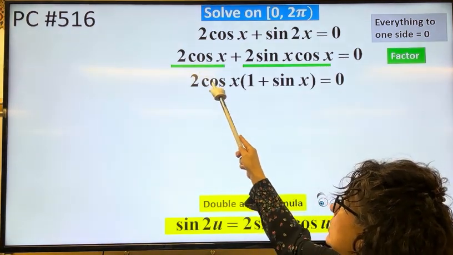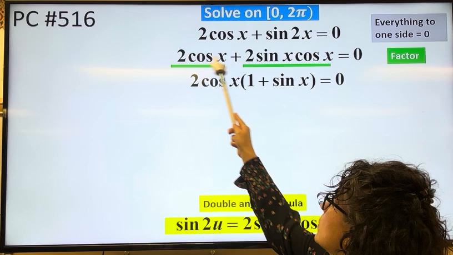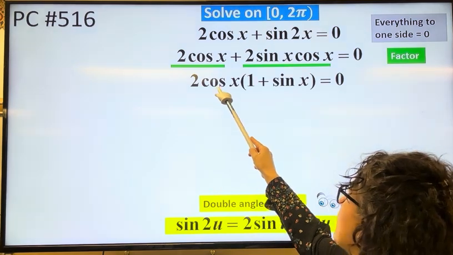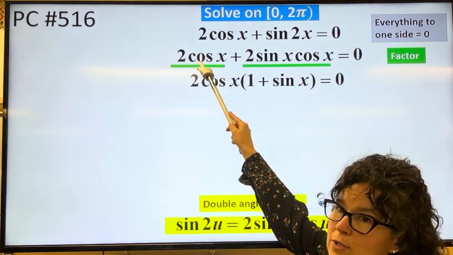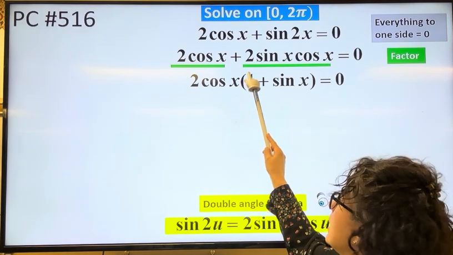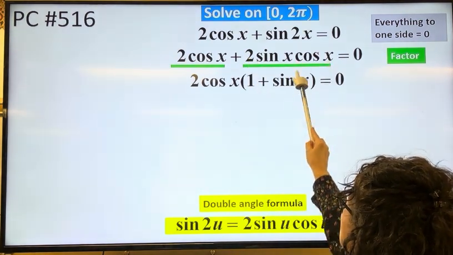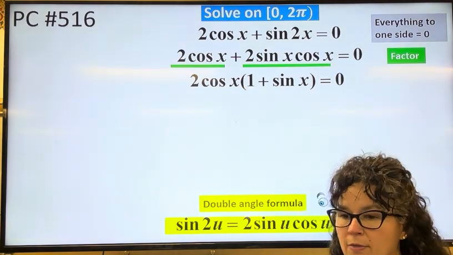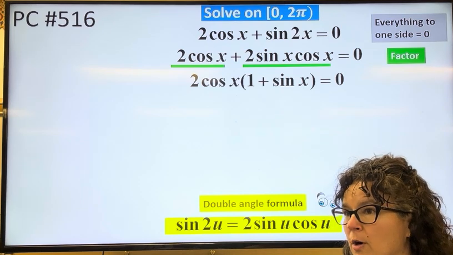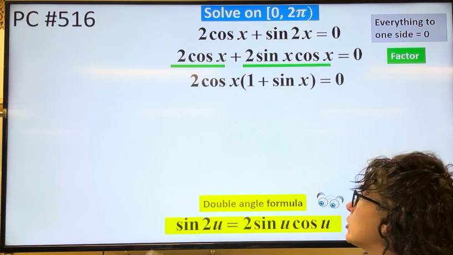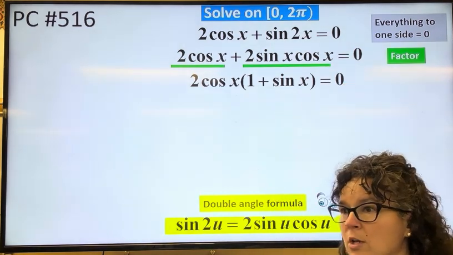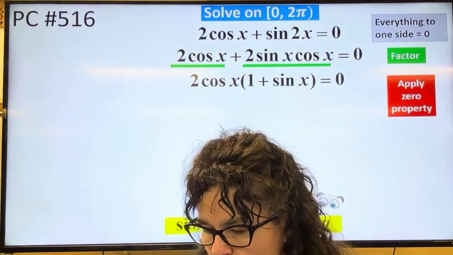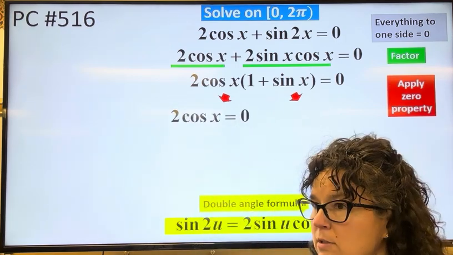And then when I take a cosine of x, there's also a 2 in common to both. So I take out a 2 and a cosine of x. And then if I take a 2 cosine x out of 2 cosine x, I'm left with 1. And I take a 2 cosine x out of this one, and I'm left with sine x. You can redistribute to verify, but then the next thing we're going to use is the 0 property. If I've rewritten an equation so that two pieces multiply together to get 0, the only way that happens is if one of those items is 0. So I'm going to set each piece equal to 0.